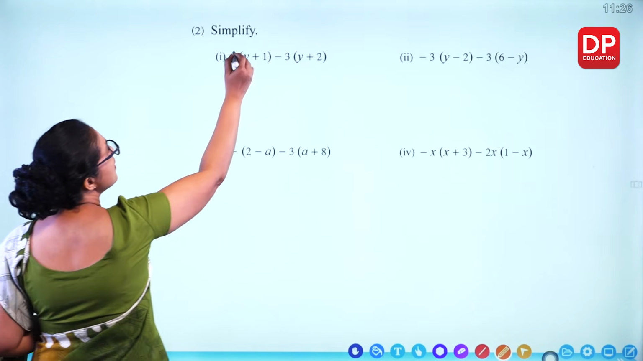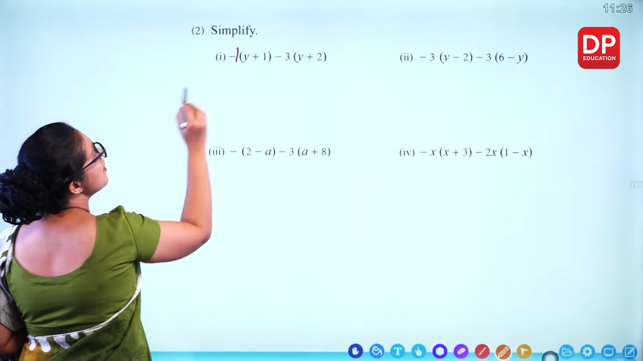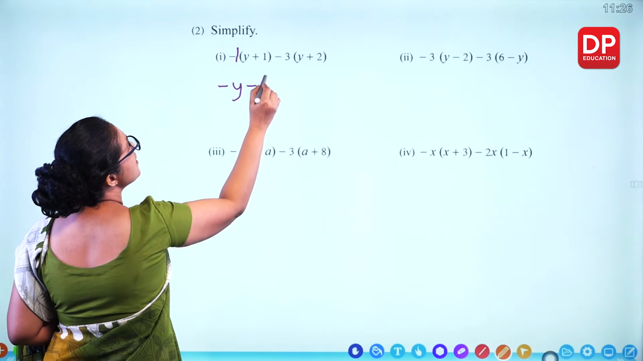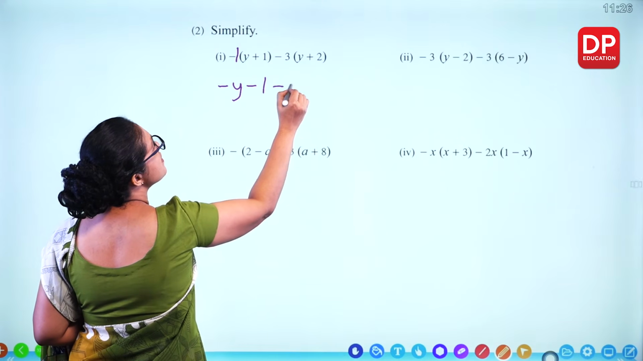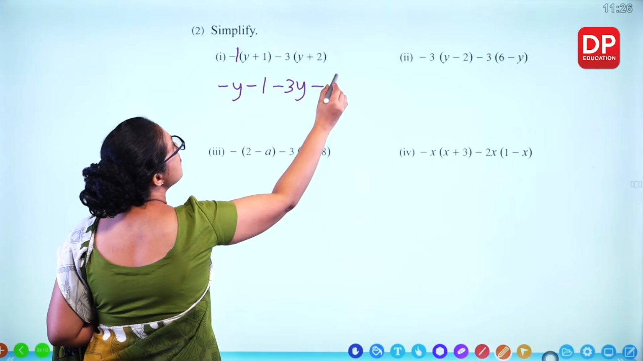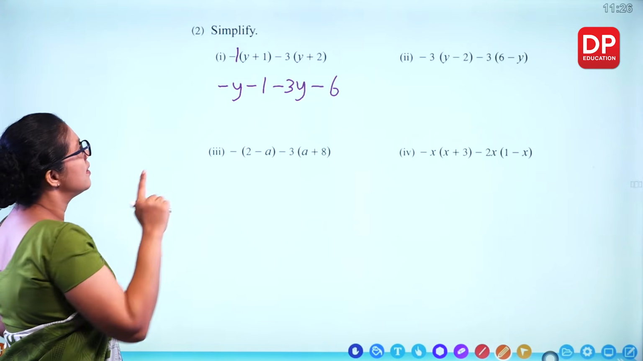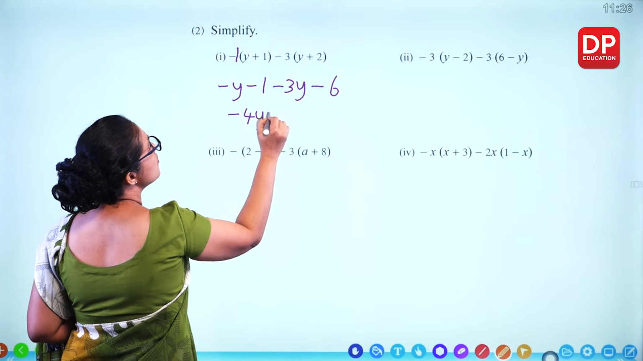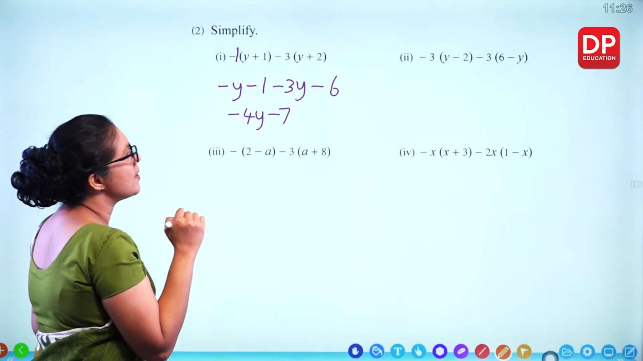Simplify here. Nothing means this is like 1. Minus 1. Minus y minus 1. Minus 3y and minus 6. Minus y and minus 3y, minus 4y. Here you get minus 7.